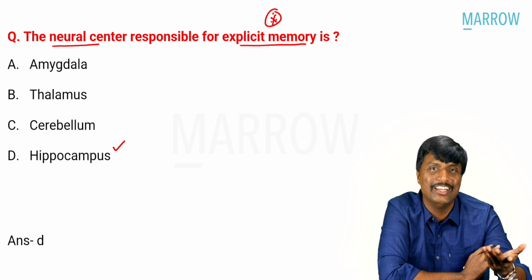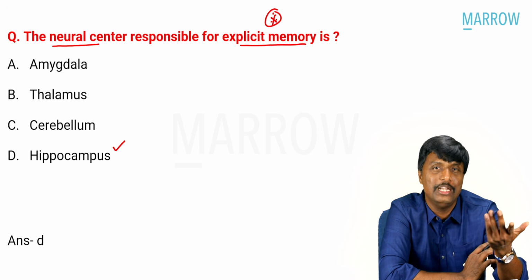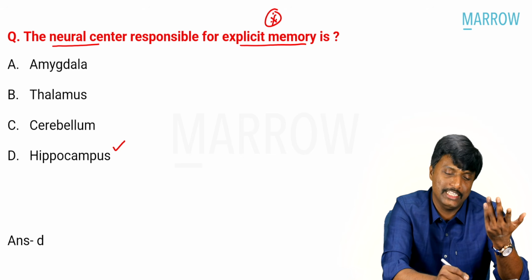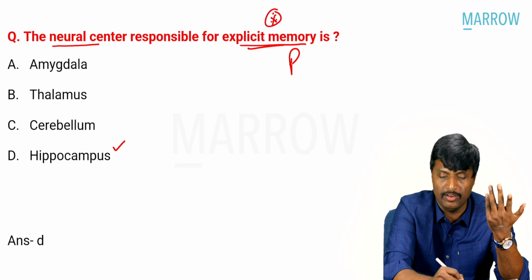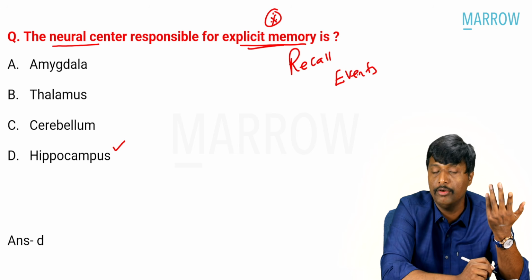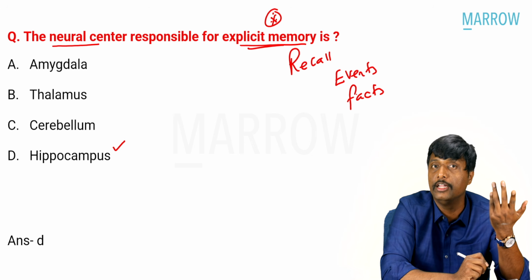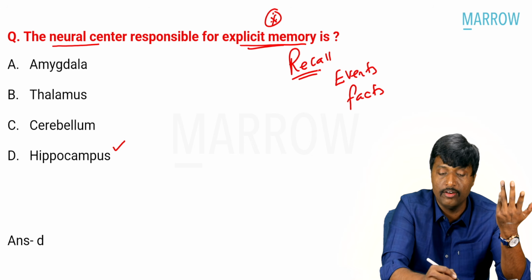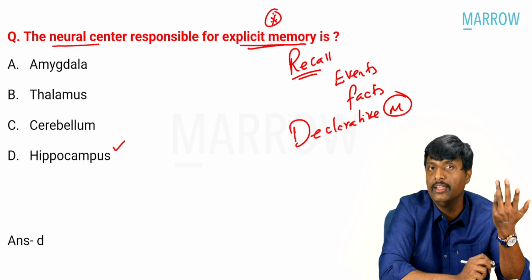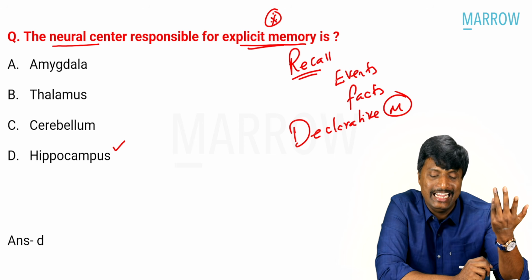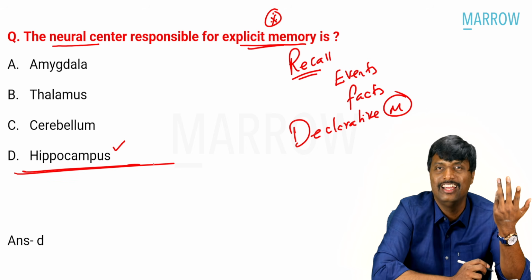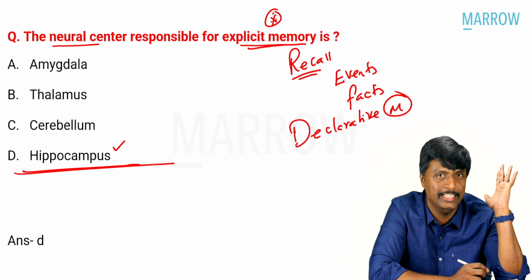You declared what was the question asked. You recalled perfectly what was the question asked. This recall is a form of explicit memory. This is what we call recall, of events, I told you, your exam, how you went, and of facts, what are all the questions asked. This recall is also called declarative memory. Explicit memory or declarative memory or recall based memory, definitely it is hippocampus. The answer is D. Simple.